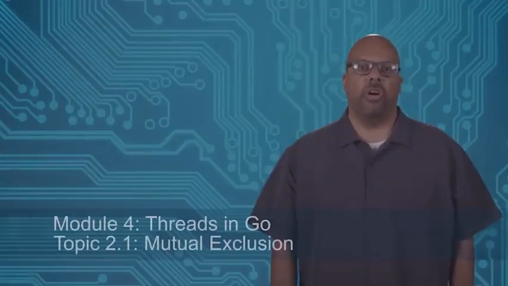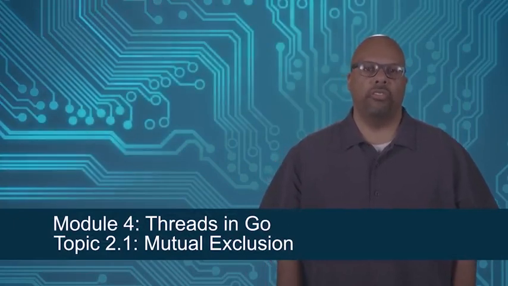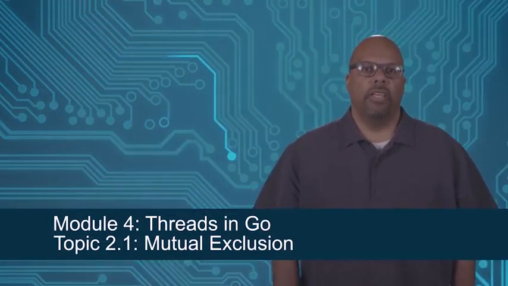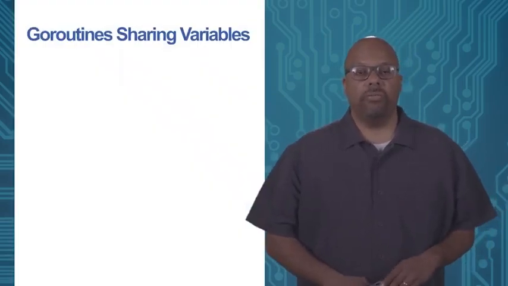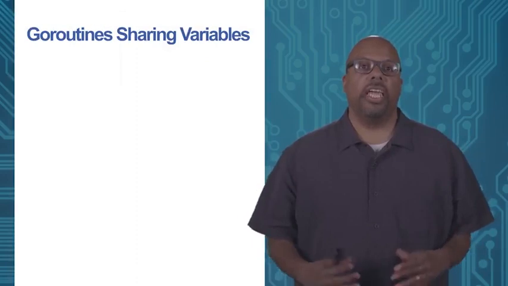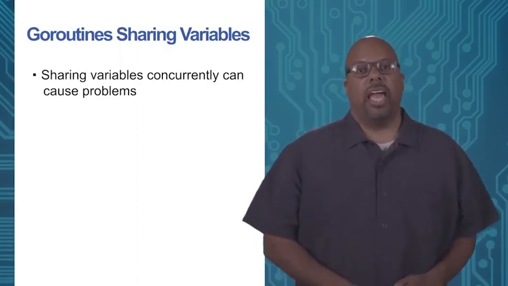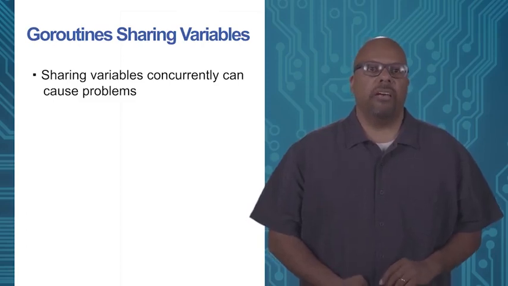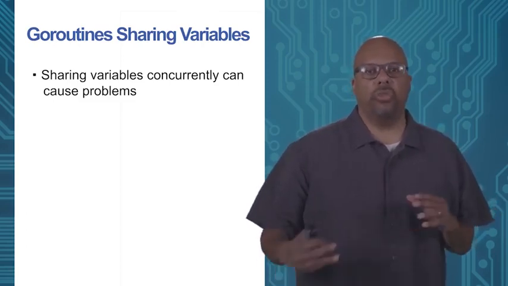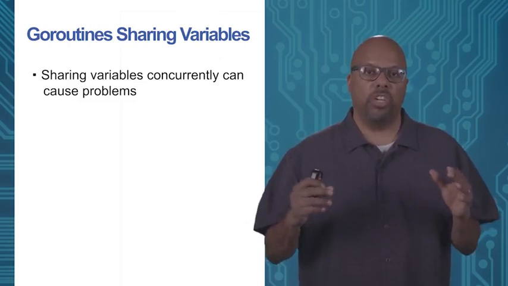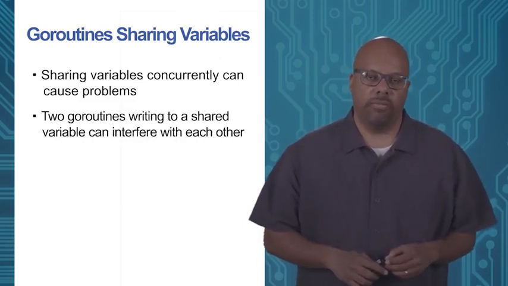Module 4, Threads in Go, Topic 2.1, Mutual Exclusion. So we've been talking about channels, Go routines sending data back and forth through channels. Now, sharing variables between Go routines can cause problems, and I'll show you an example of this. But two Go routines writing to the same shared variable can interfere with each other.